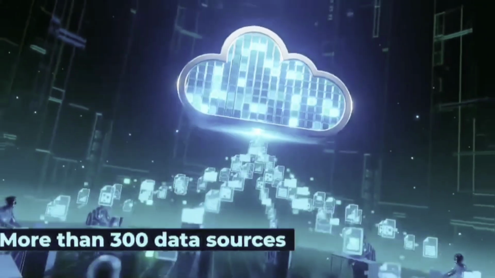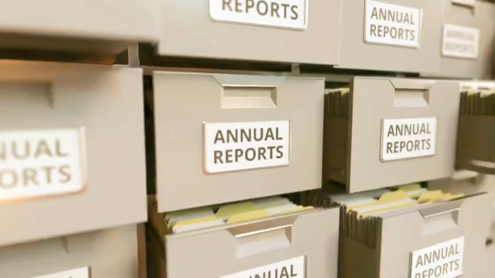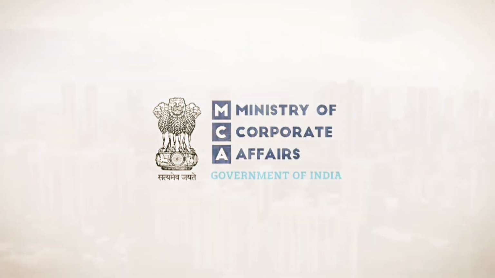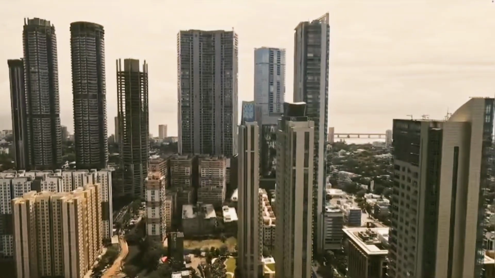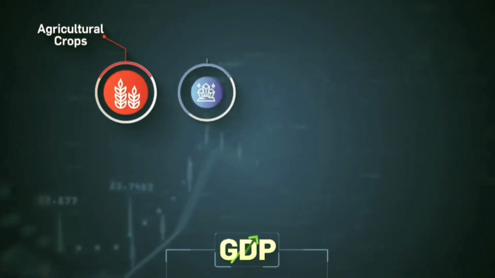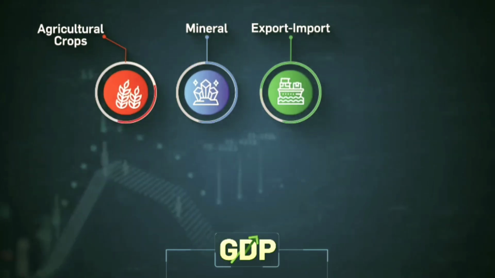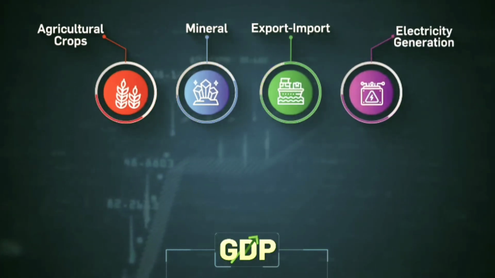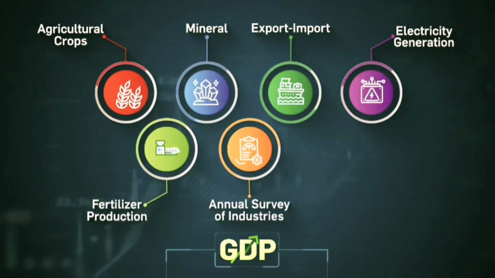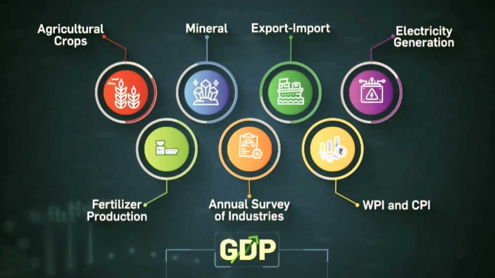But what goes into these calculations? More than 300 data sources and over 1,000 variables. From union and state budget documents to the annual reports of public sector companies to the MCA 21 database covering more than 18 lakh private companies. Prices and production data of most of the agricultural crops, mineral data from the Indian Bureau of Mines, export-import figures from the Ministry of Commerce, electricity generation from the Central Electricity Authority, fertilizer production, surveys like the Annual Survey of Industries, and indices like the WPI and CPI, etc.